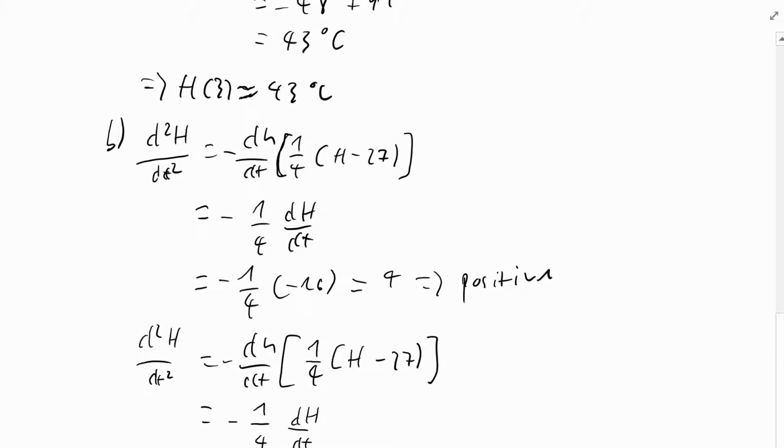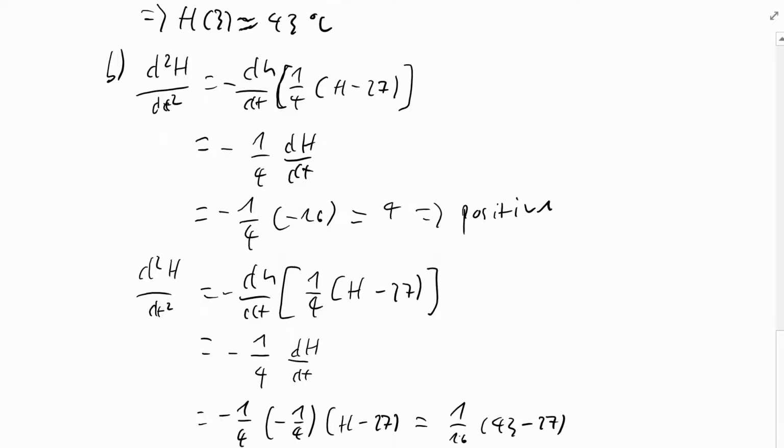So the second derivative, which I wrote right here, negative. I put the negative outside because it's not going to go anywhere, and we take the derivative of the first derivative, and it comes out to be equal to negative 1/4 times dh over dt, because we take the derivative of h. So we got negative 1/4 times dh over dt.